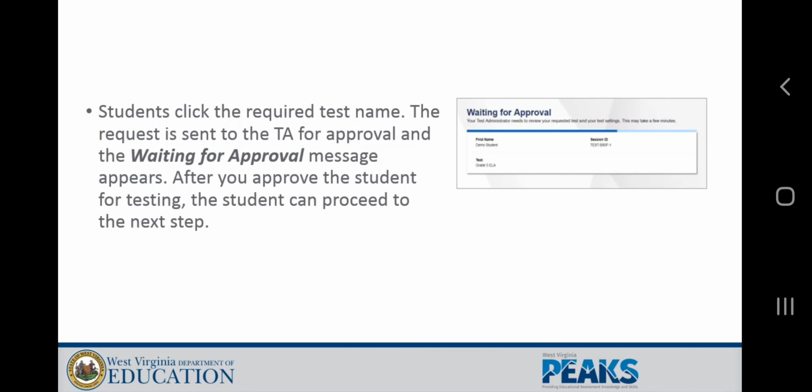Students click the required test name. The request is sent to the TA for approval, and the Waiting for Approval message appears. After you approve the student for testing, the student can proceed to the next step.